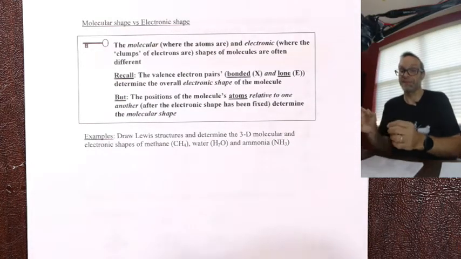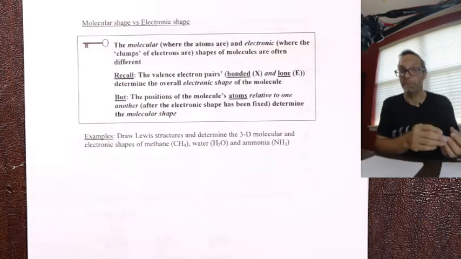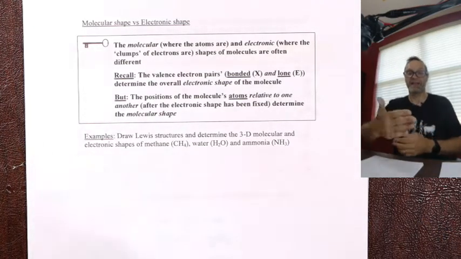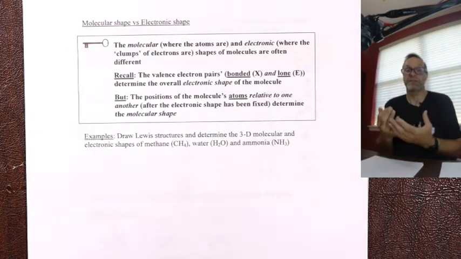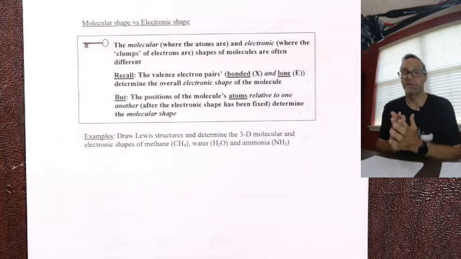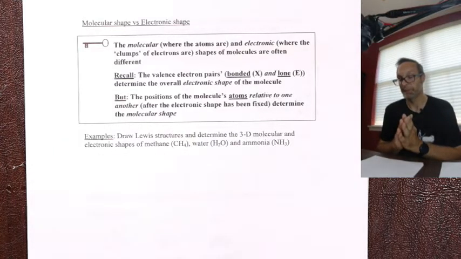Oftentimes it's the same because there's an atom on the end of each clump. We call that a bond, right? So if you think about it, if my hand was an atom and my arm was an electron pair, a bond pair, where the clump goes, the atom goes, right? So it's the same shape, molecular and electronic, but that's not always true, okay?